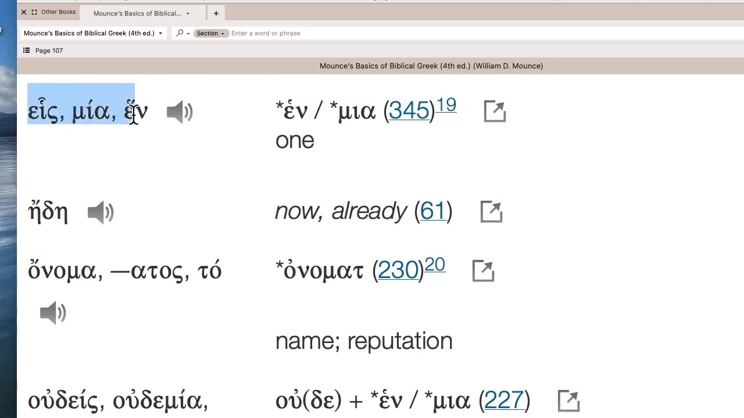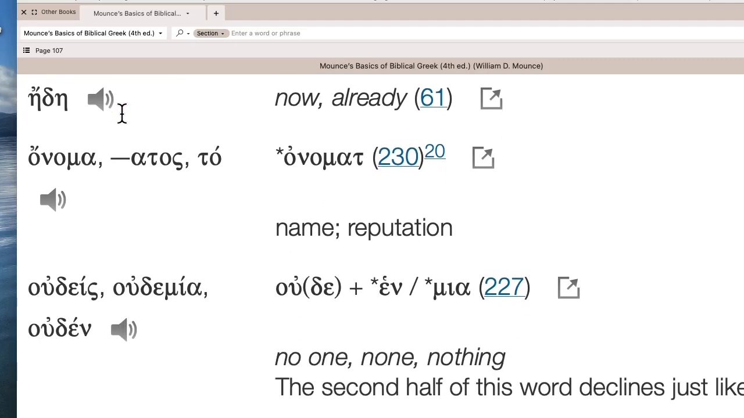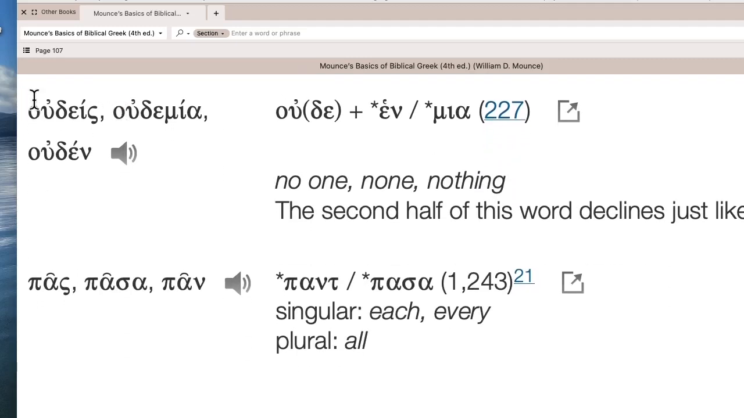So it's these three, heis, mia, hen, in a compound form that has ou, which is the negative particle, plus de, that's that conjunction, and then heis, mia, and hen. So it's oudeis, oudemia, and ouden. And it means no one, none, or nothing. So oudeis, oudemia, ouden. So this, just like heis, mia, and hen, is a 3-1-3.